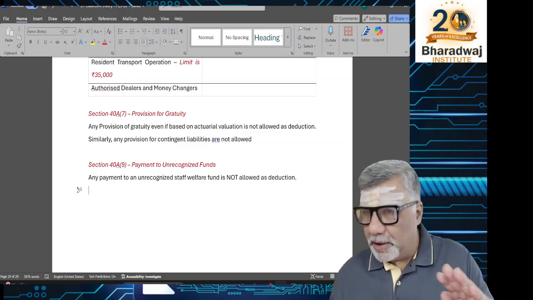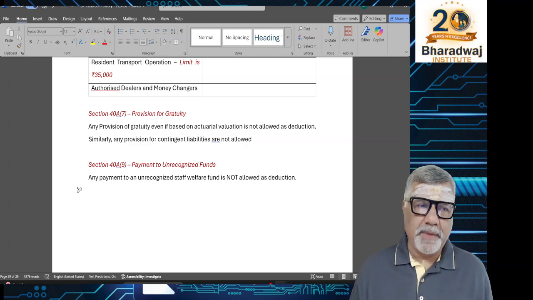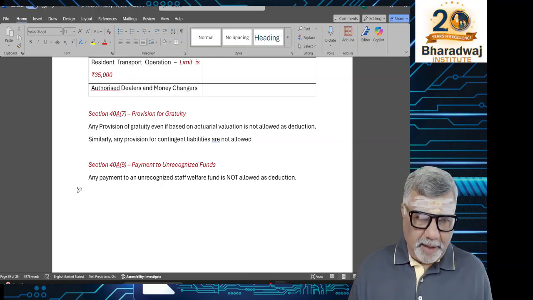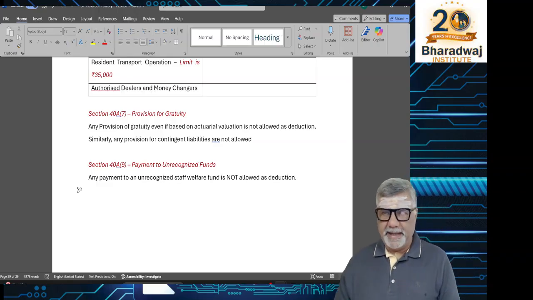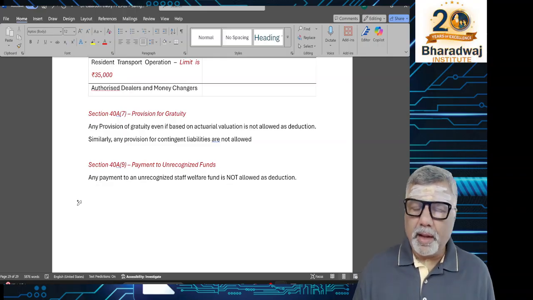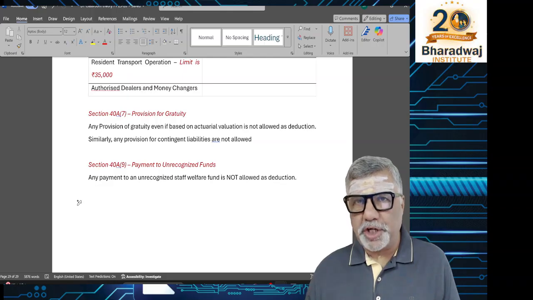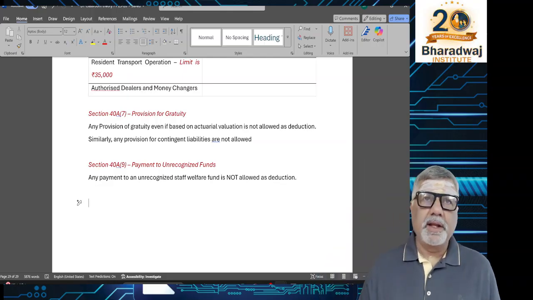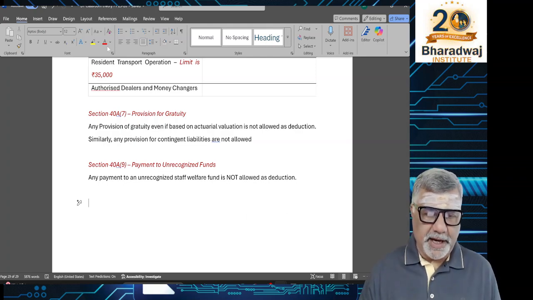Last class we saw all the disallowance provisions, Section 40 and 40A, mainly four things: TDS default, income tax, payment to relatives in excess of 10,000, and of course provision for gratuity is also important. We are moving forward to Section 43. In that, we have already studied one aspect of it, which I am trying to consolidate now.